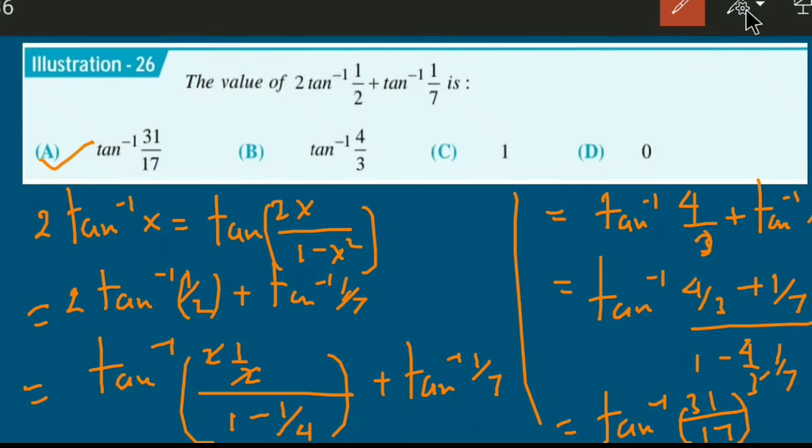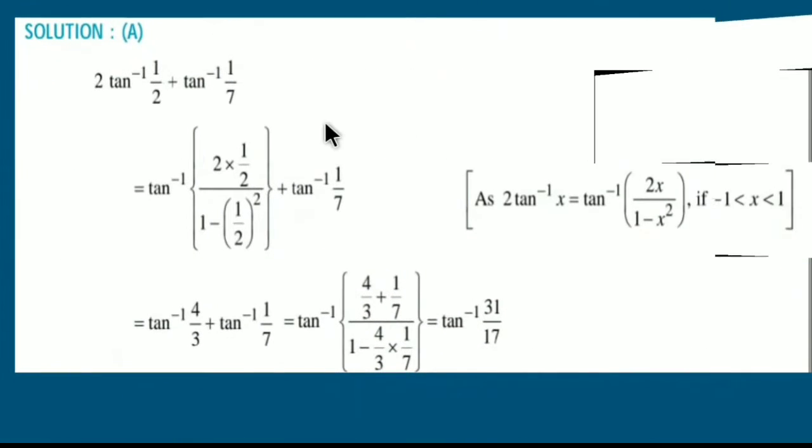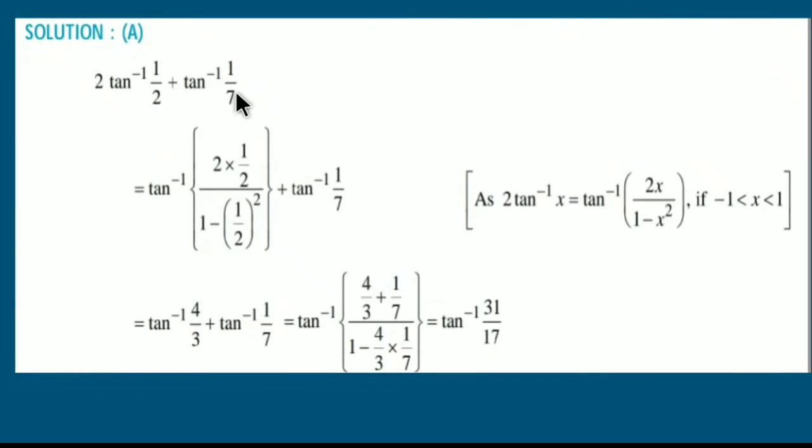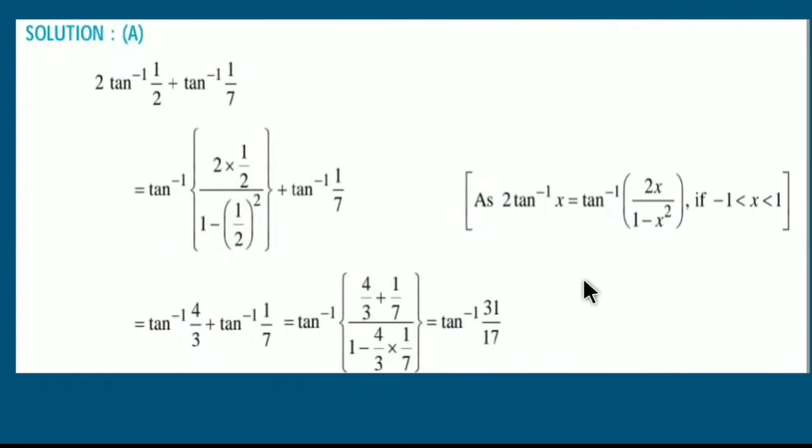Let's see the result, 2 tan inverse 1 by 2. Let me check the solutions. That is option A. Tan inverse 1 by 7, tan inverse applying 2x upon 1 minus x square, plus tan inverse 1 by 7 applying the tan inverse (x plus y) upon (1 minus xy) formula, that is 31 by 17. Let's take another question.